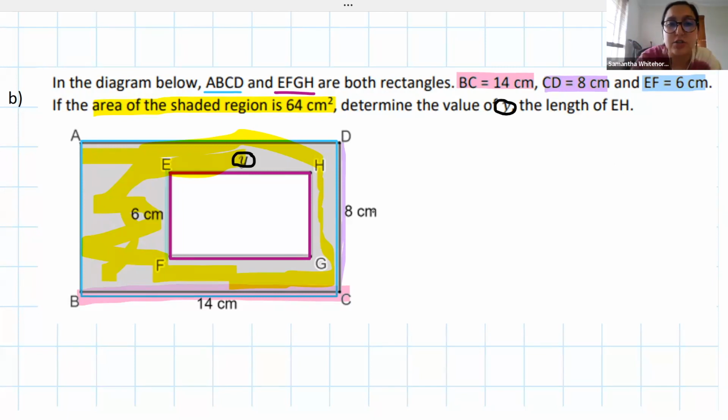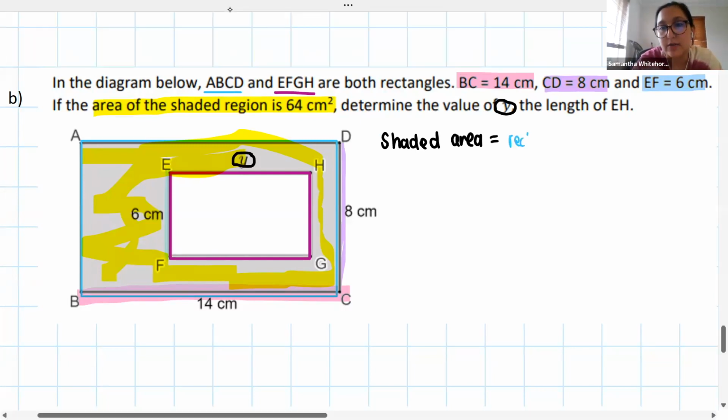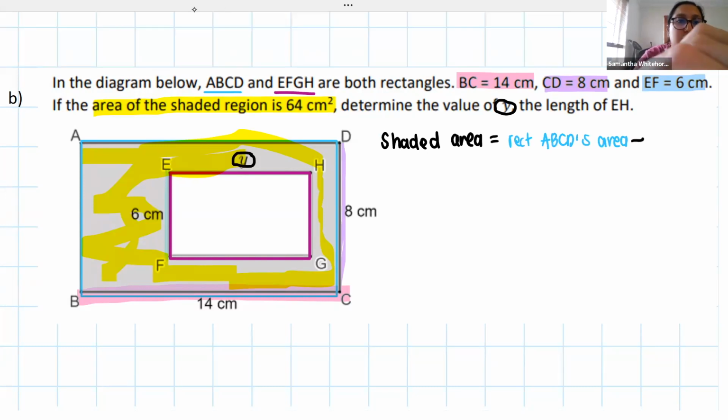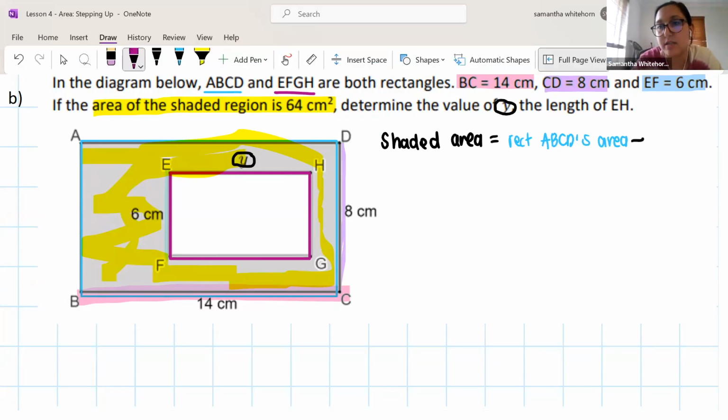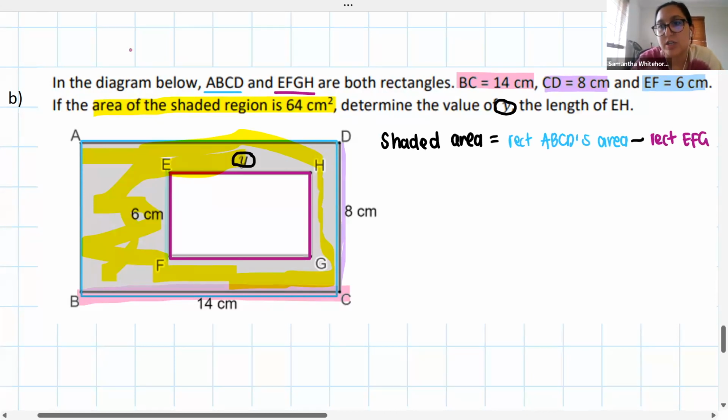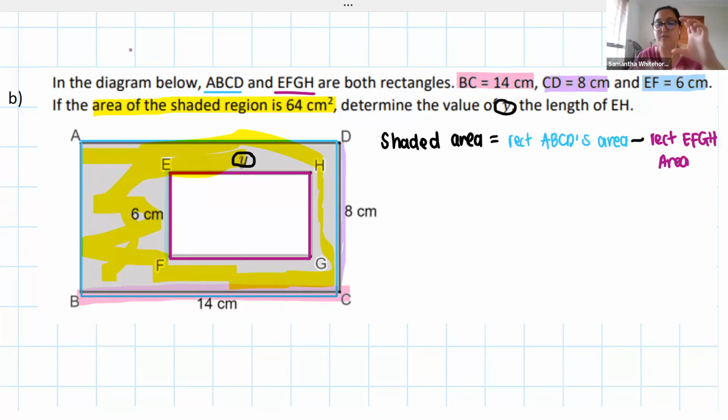So the first thing that I want you to realize is that the shaded area would be found by taking the big rectangle's area, so rectangle A, B, C, D's area, and then subtracting the smaller rectangle's area, rectangle E, F, G, H's area. Right, so that's how I'd get the shaded region. If I took the big rectangle and then subtracted the smaller one, I'd be left with that shaded area around it. So that's the first thing that we need to realize.